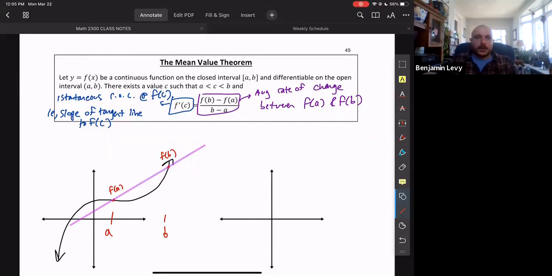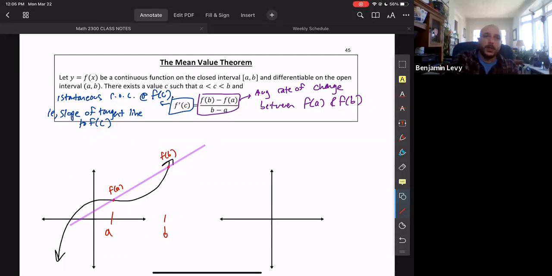And so what we're saying is, let me let everyone write that down first. It'd be helpful if you're looking at this. So the purple line there is representing the average rate of change between f of a and f of b, the slope of that line. What this theorem is telling us is somewhere between the endpoints, the tangent line is going to be parallel to that one. In other words, the slope of the tangent line is the same as the slope of that line.